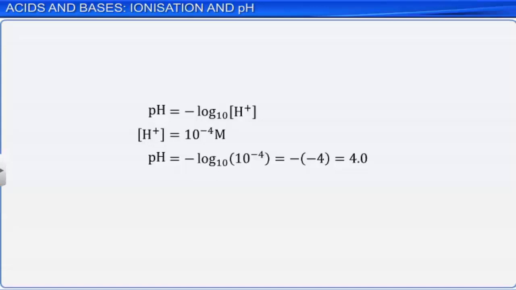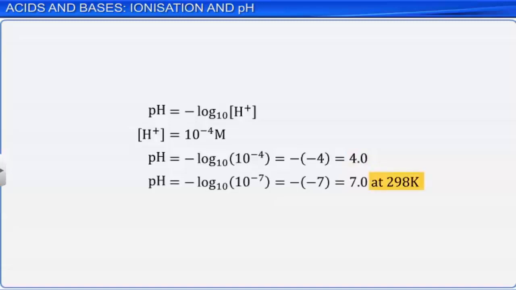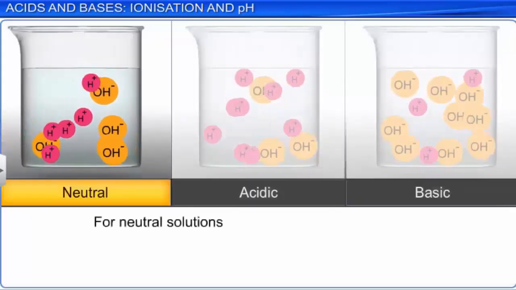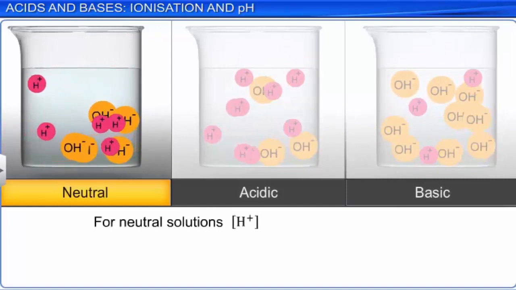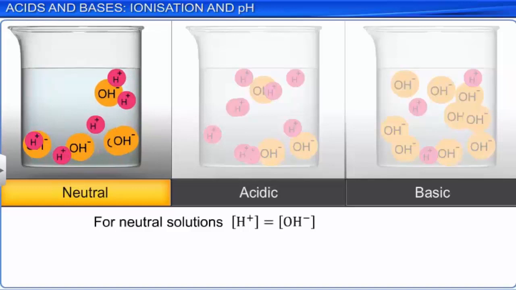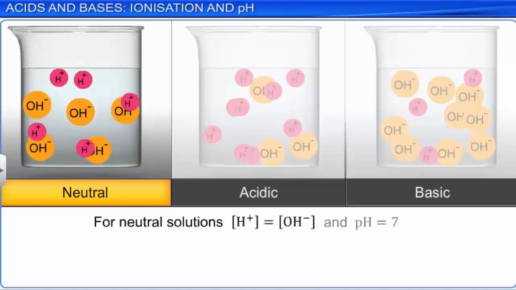Thus, the pH of a solution containing hydrogen ion concentration of 10 to the power of -4 molar will be equal to 4. You have seen that at 298 Kelvin, the concentration of hydrogen ions in pure water is equal to 10 to the power of -7 moles per liter. Thus, the pH of pure water is 7. Thus, for neutral solutions, the H+ ion concentration is equal to the OH- ion concentration, and the pH is equal to 7.